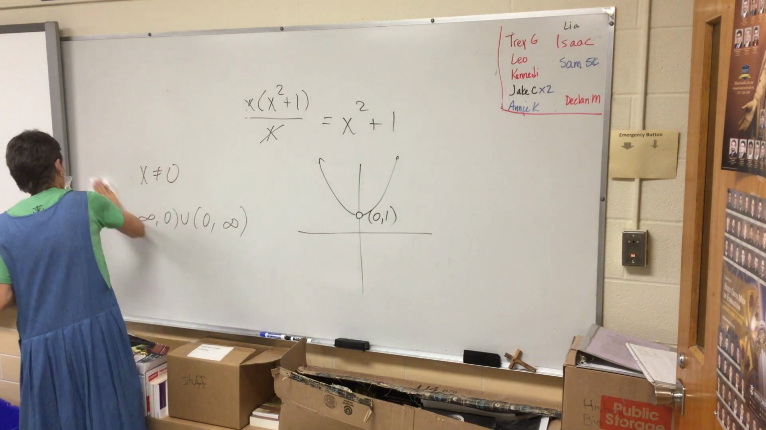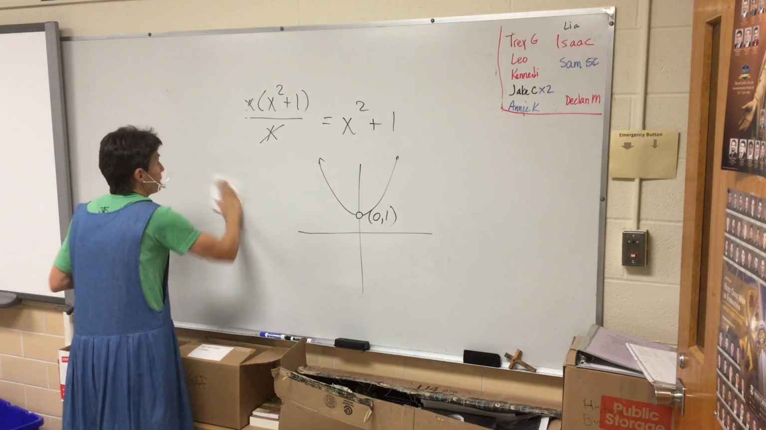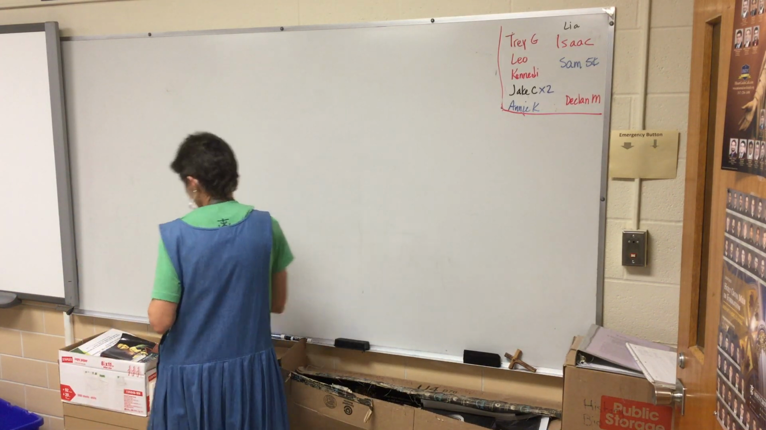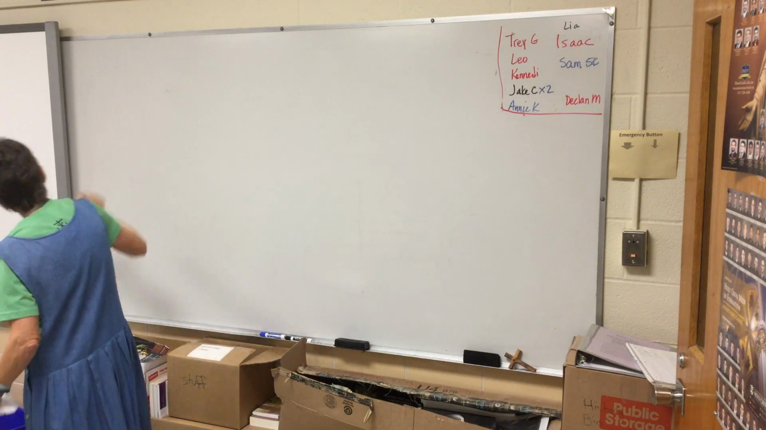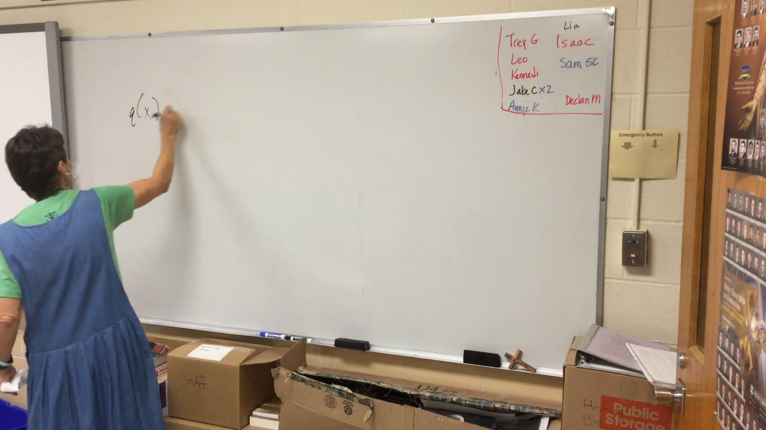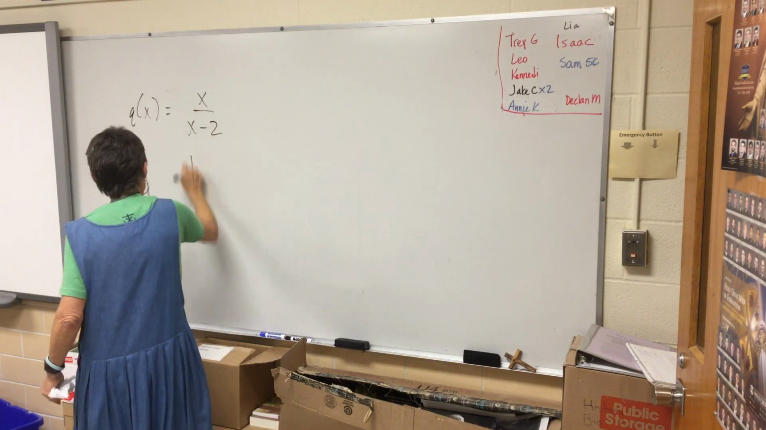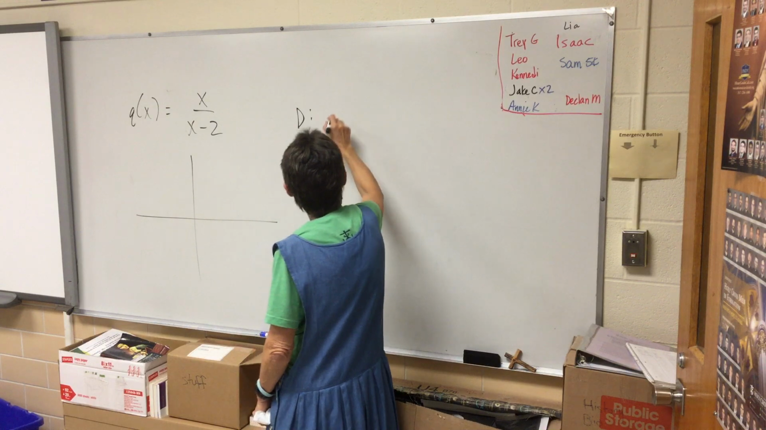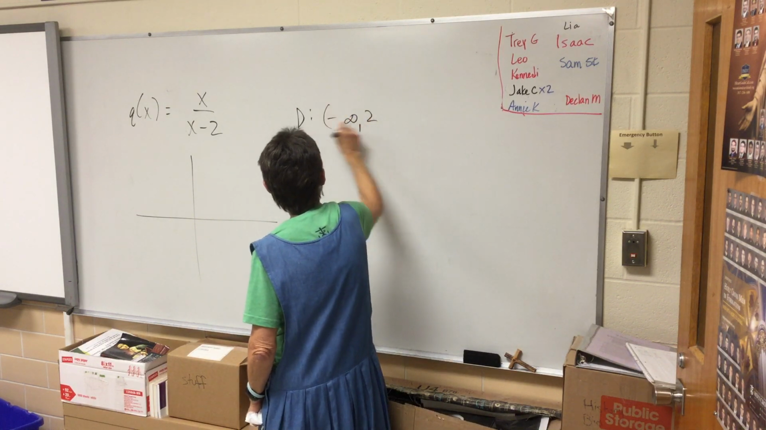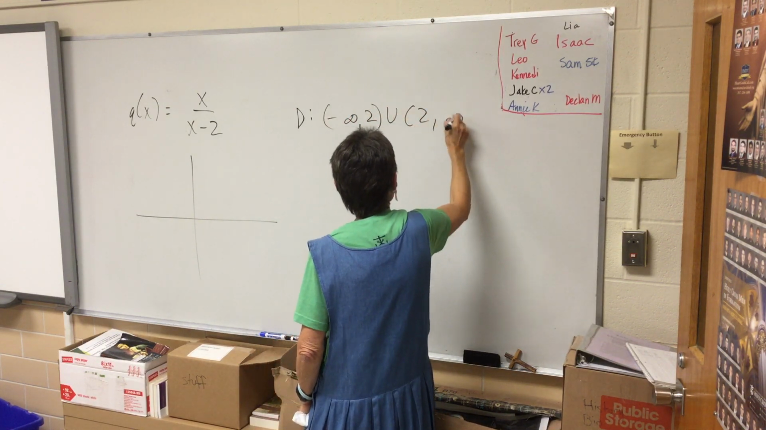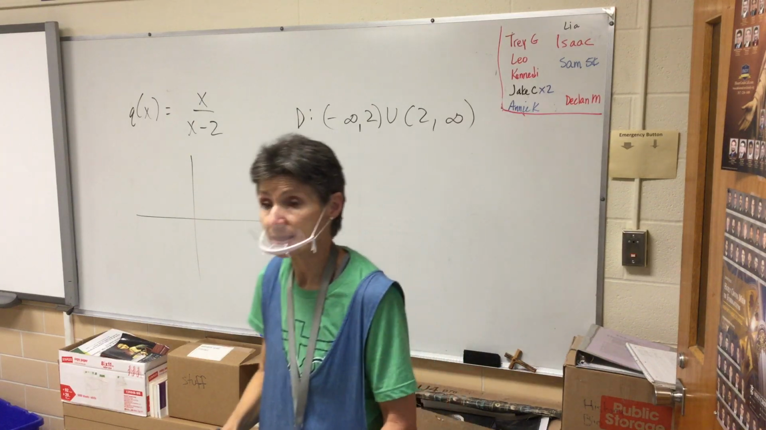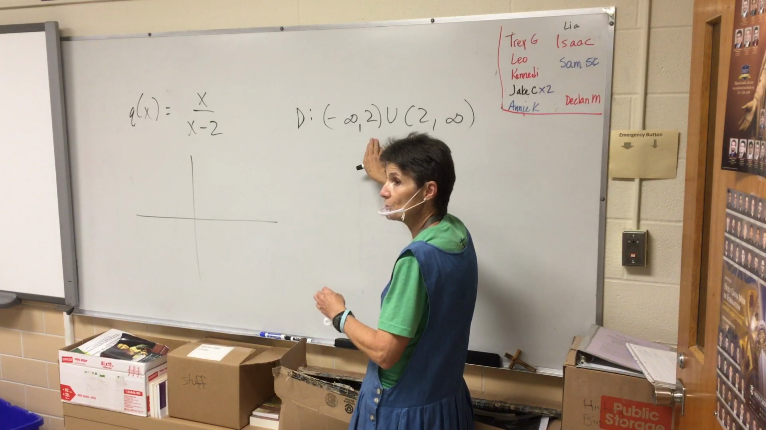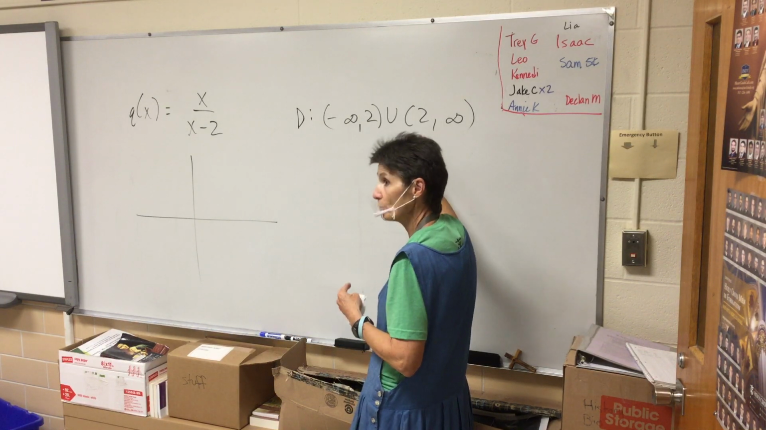What's the issue there? X can't be 2. So for this problem, x can't be 2. So your domain, if you were going to write it out, would be negative infinity to 2 and 2 to infinity. So definitely not continuous, because you can graph, but as soon as you get to 2, you have to stop and start over again.